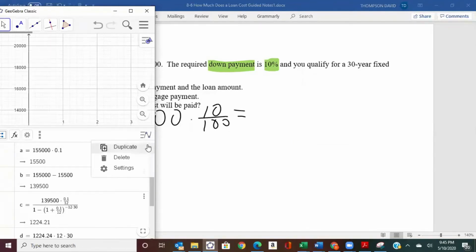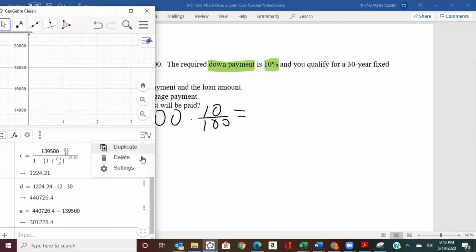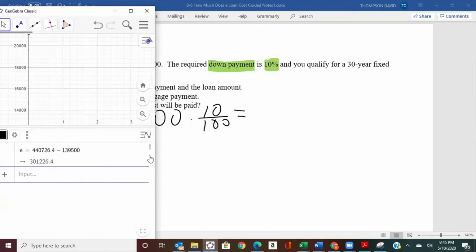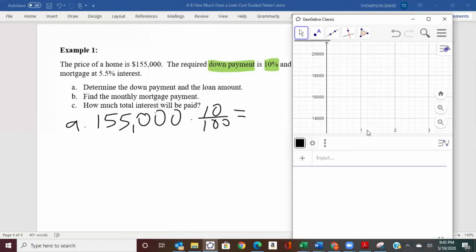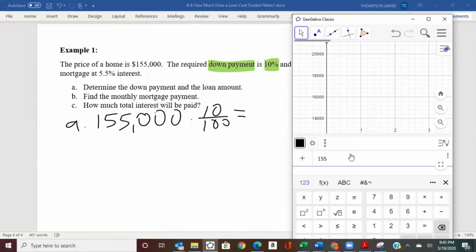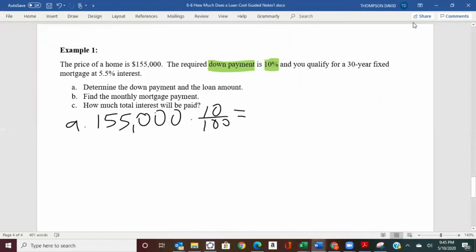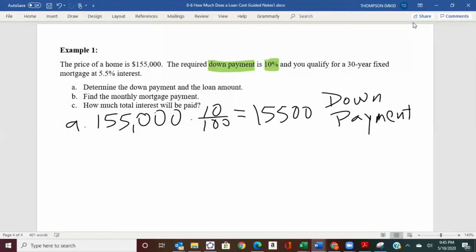Let's clear some of this old stuff out. So we have 155,000 times 10 divided by 100, and we get 15,500. This is my down payment, which is equal to A for the formula.